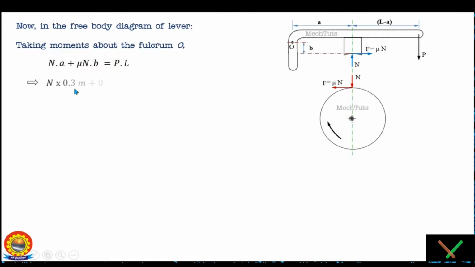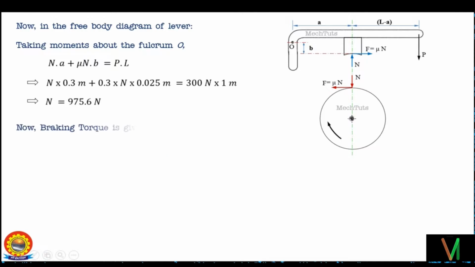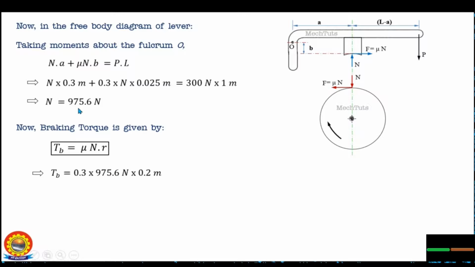N into A is 0.3 meter, mu is again 0.3, then B is 0.025 meter, the force P is 300 Newton and length of the lever is 1 meter. So from here we get the value of N as 975.6 Newtons. Now putting this value of N in the equation of torque, that is given as TB is equal to mu into N into R. We have TB is equal to mu is 0.3 and we have found out N as 975.6 Newton and R is 0.2 meter. So the value of TB obtained here is 58.536 Newton meter.